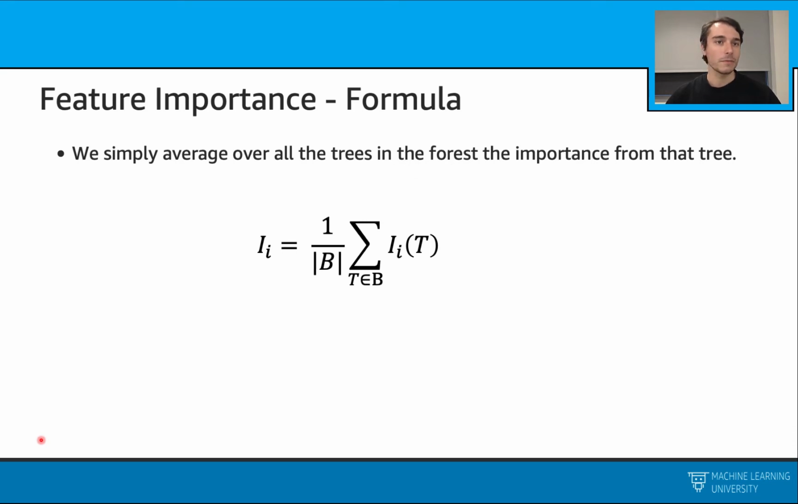How about the formula? The formula also stays the same. We will just calculate this feature importance over all the trees, then we will take the average of them.